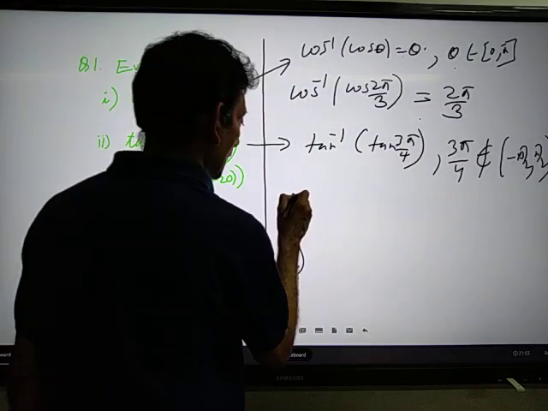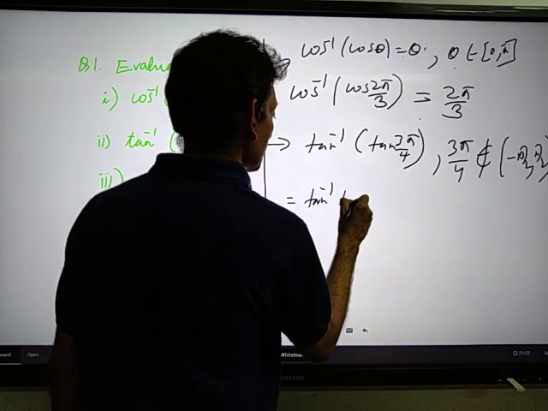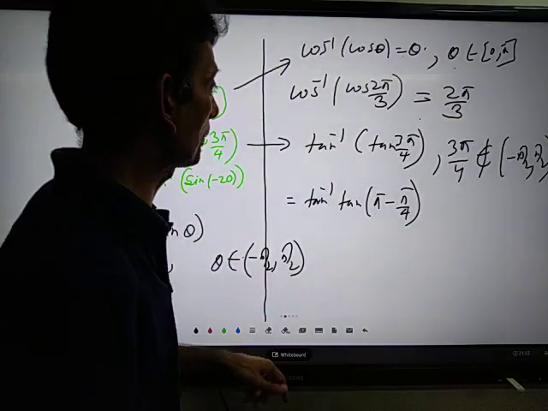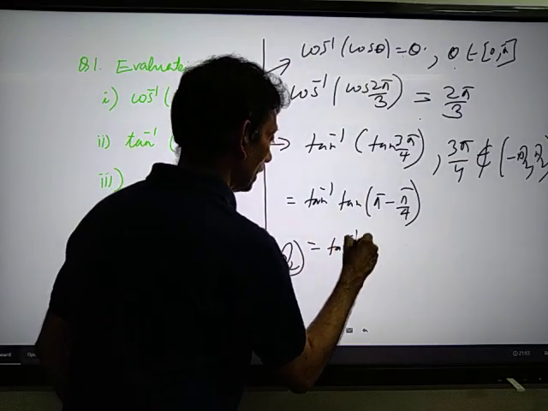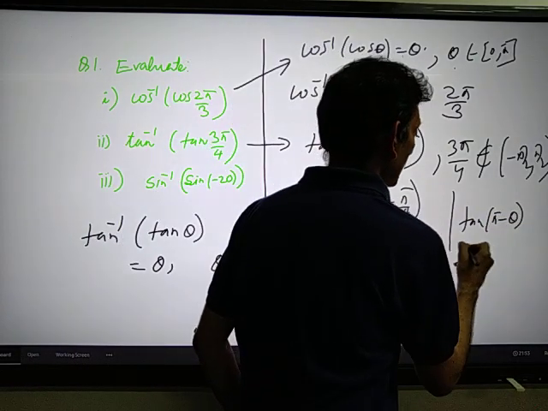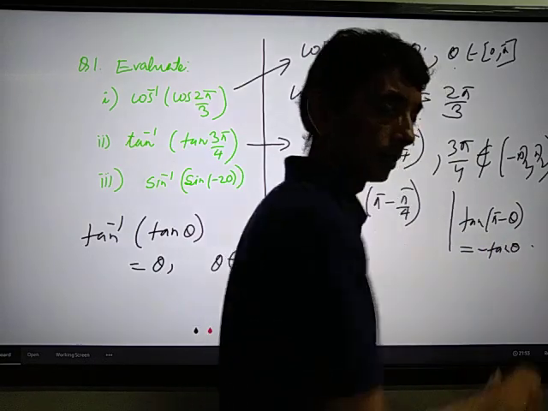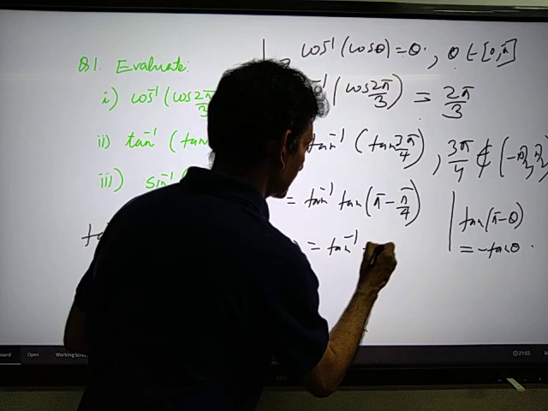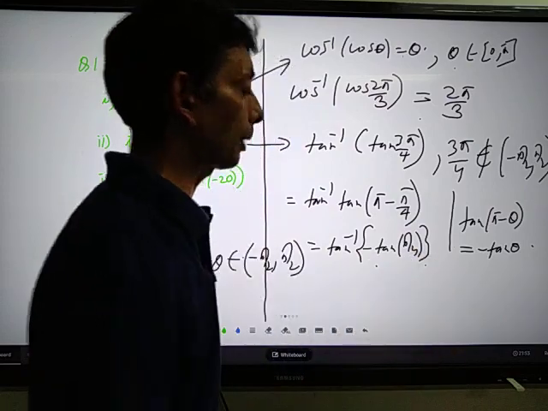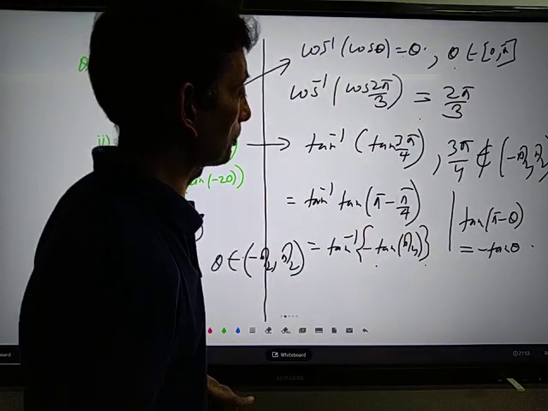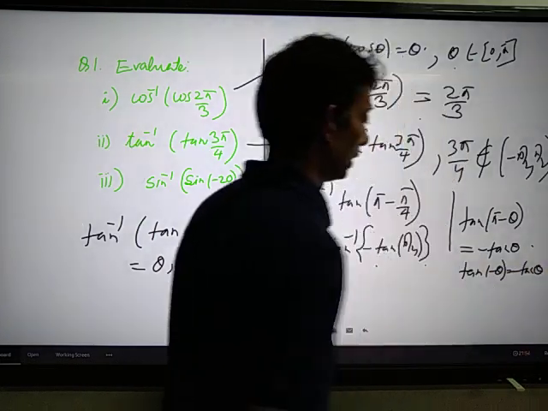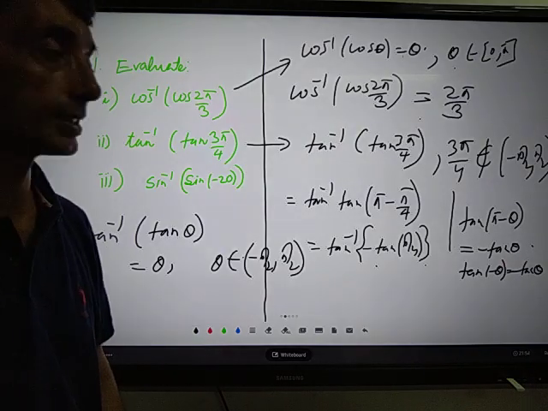How to solve this? You can simplify it. 3 pi by 4 can be written as pi minus pi by 4, because pi minus pi by 4 is 3 pi by 4. Now, what is tan of pi minus theta? Tan of pi minus theta is equal to minus tan theta. Therefore tan of pi minus pi by 4 is minus tan pi by 4. Now we have another property, that tan of minus theta equals minus tan theta.